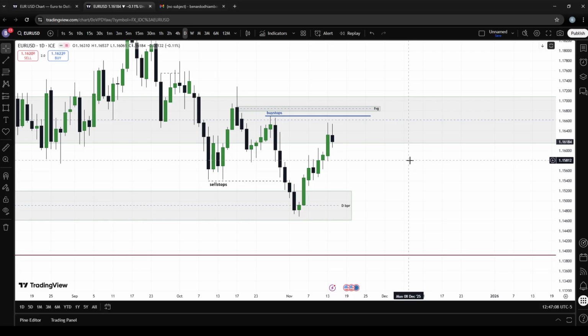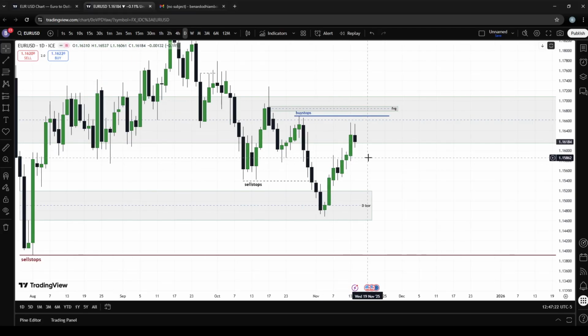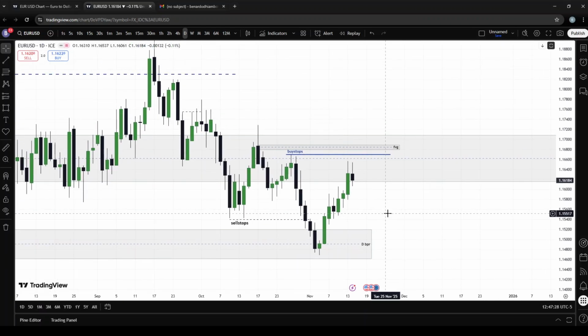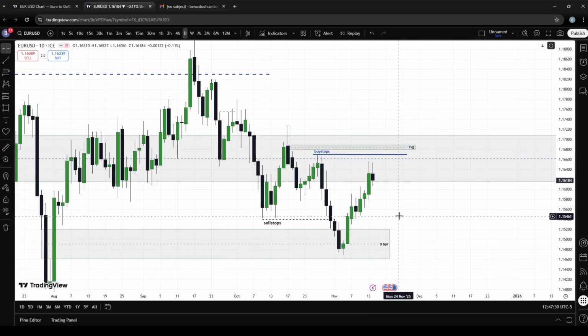You only need to be available when these setups are forming. So when you see setups like fair value gaps, breakers, order blocks, those are the ones which are going to really keep you active, because those are the ones which you are going to observe throughout your trading journey.